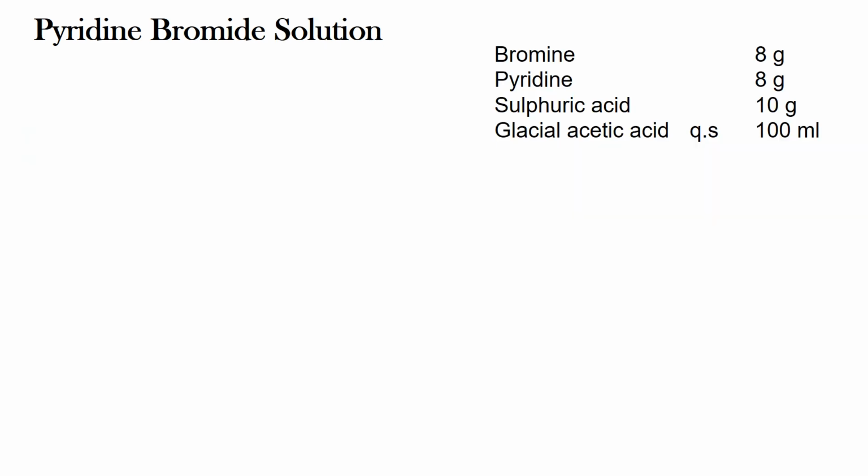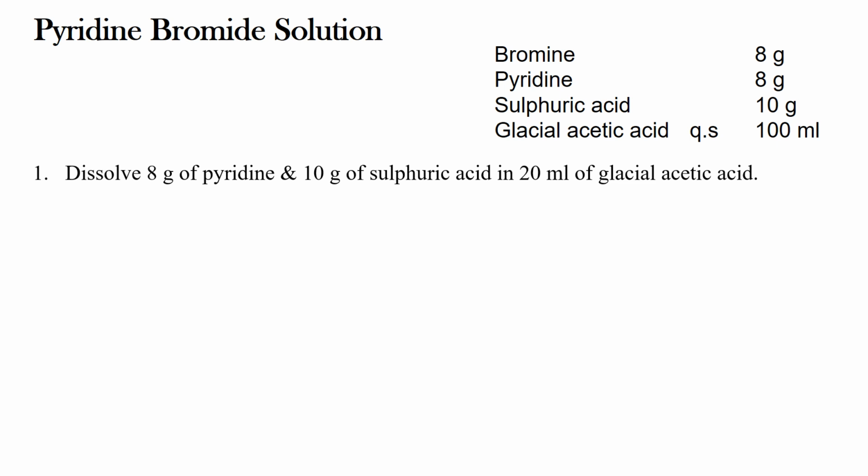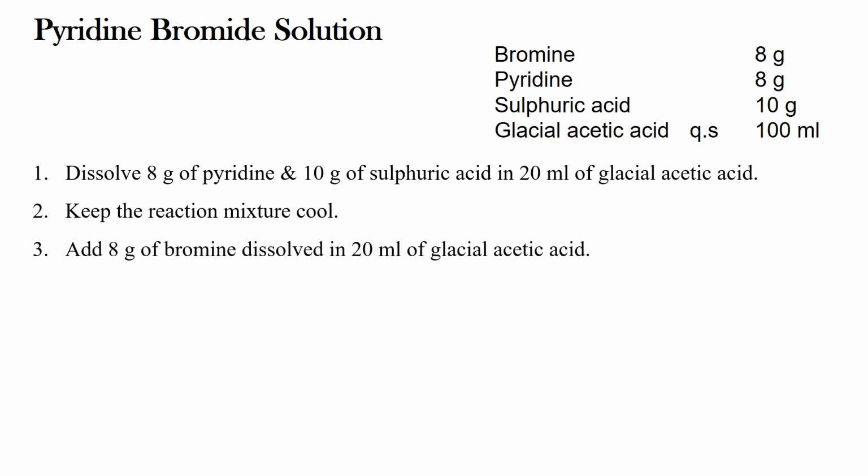Coming to the pyridine bromide solution, the formula for the preparation of 100 ml of pyridine bromide solution is bromine 8 gram, pyridine 8 gram, sulfuric acid 10 gram and glacial acetic acid QS 200 ml. First of all, dissolve 8 gram of pyridine and 10 gram of sulfuric acid in 20 ml of glacial acetic acid. Keep the reaction mixture cool and then add 8 gram of bromine dissolved in 20 ml of glacial acetic acid. Make up the volume to 200 ml with glacial acetic acid.